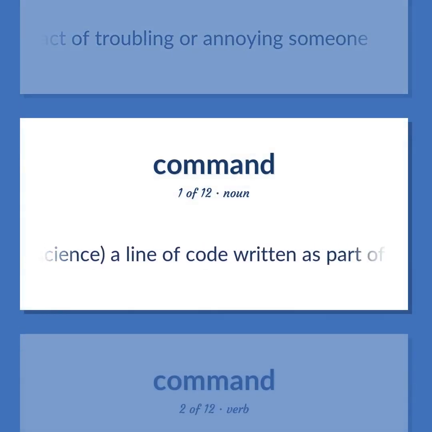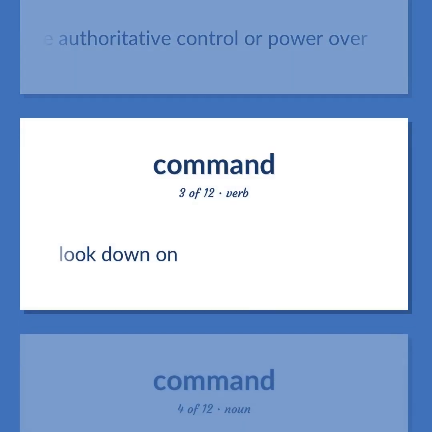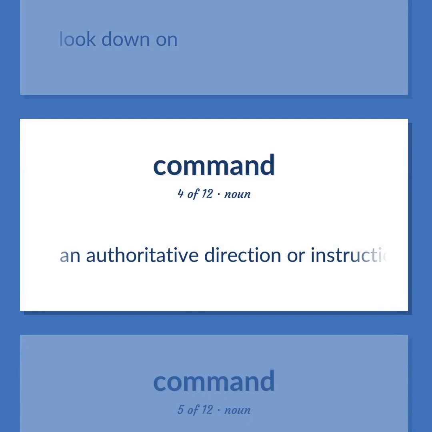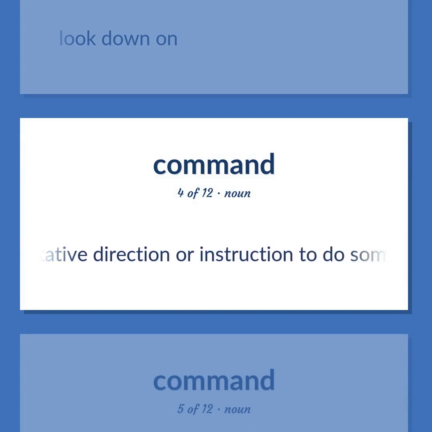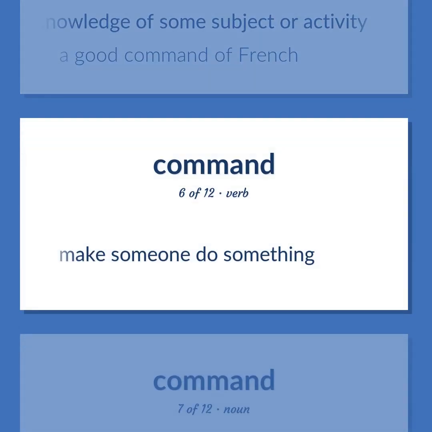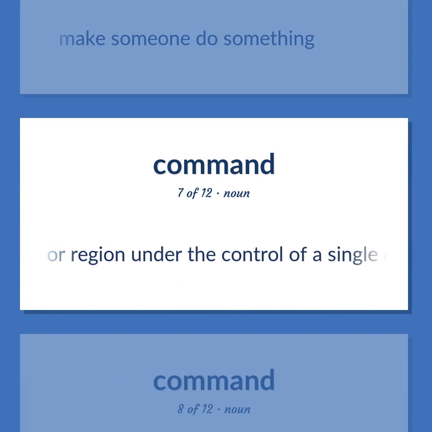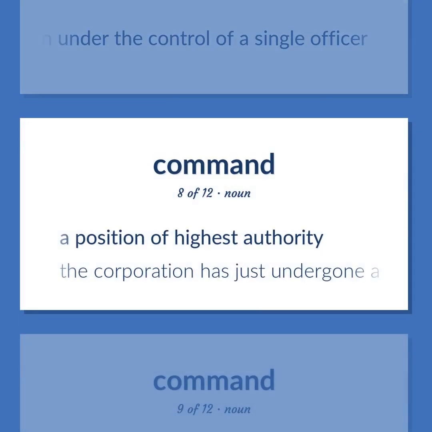Computer science. A line of code written as part of a computer program. Exercise authoritative control or power over. Look down on. An authoritative direction or instruction to do something. Great skillfulness and knowledge of some subject or activity. A good command of French. Make someone do something. A military unit or region under the control of a single officer. A position of highest authority. The corporation has just undergone a change in command.